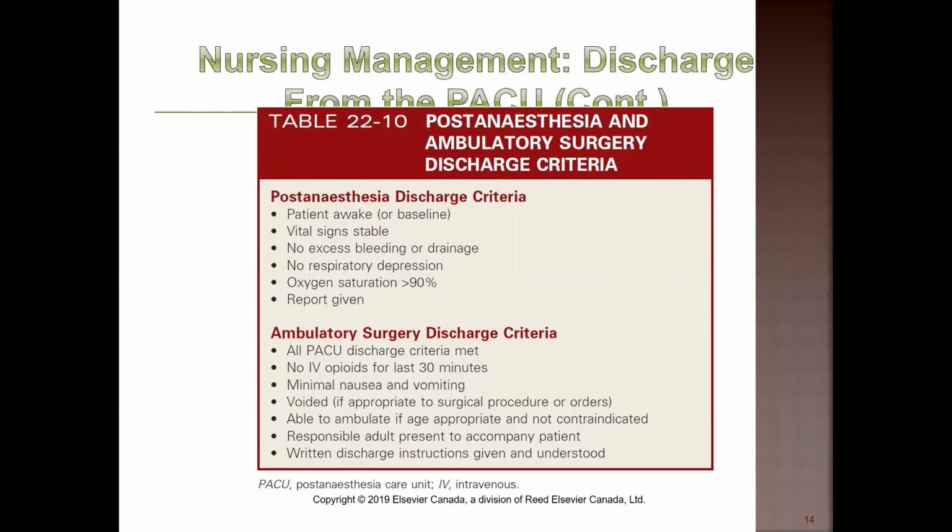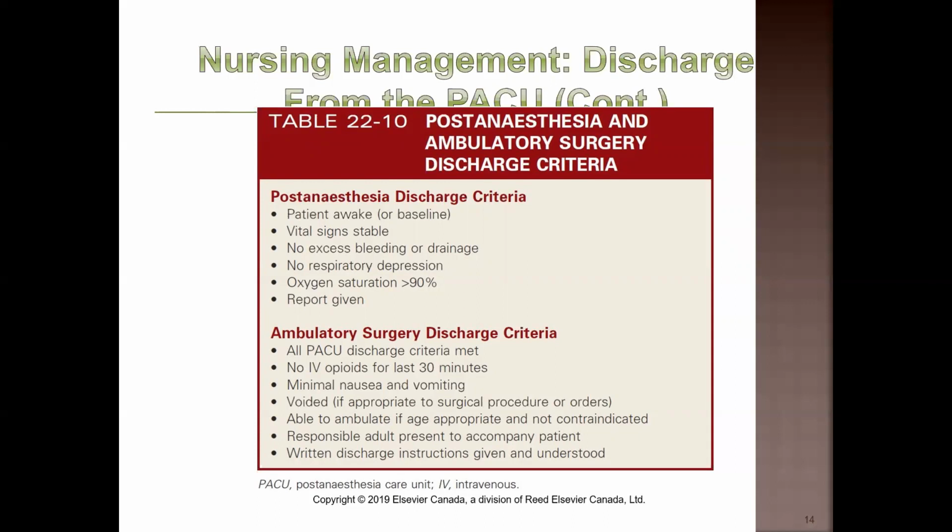Post-anesthesia and ambulatory surgery discharge criteria are really helpful to know. So post-anesthesia, we want to make sure that the patient is awake, or whatever condition they were in when they arrived. Their vital signs need to be stable, and we look at not only the norms, but their previous pattern. We see no excessive bleeding or drainage. That respiratory status is within normal limits, so no respiratory depression. Remember, they've likely been intubated or put under conscious sedation. So we want to make sure they're breathing well. Their O2 sat is above 90, and that we hand over a report.